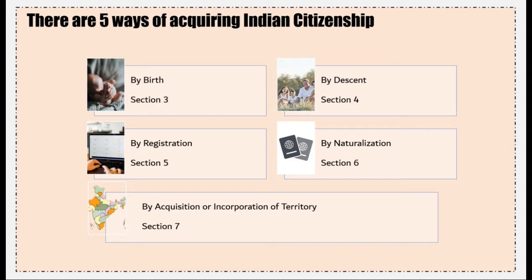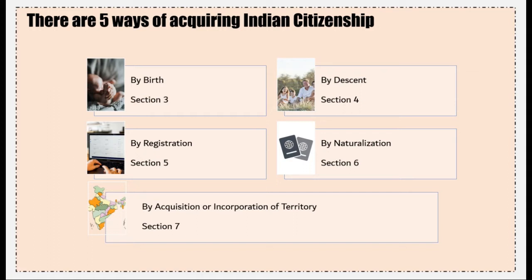B. A person born in India on or after 1st July 1987 but before 3rd December 2004 is a citizen of India if either of the parents is a citizen of India at the time of birth. Amendment in 2003 changed the above provision.